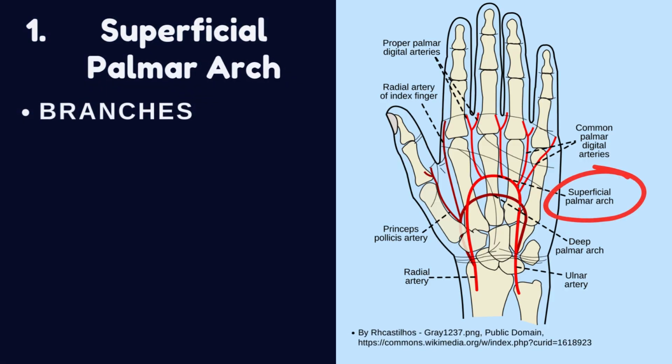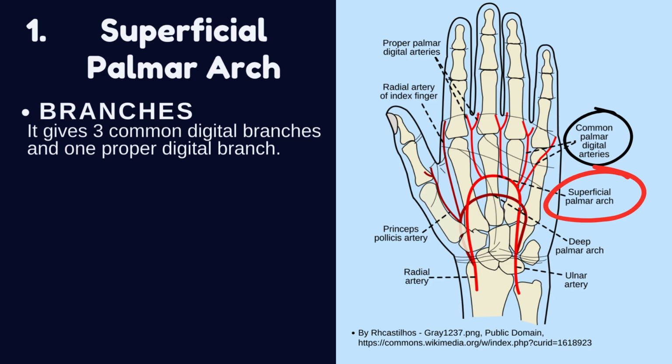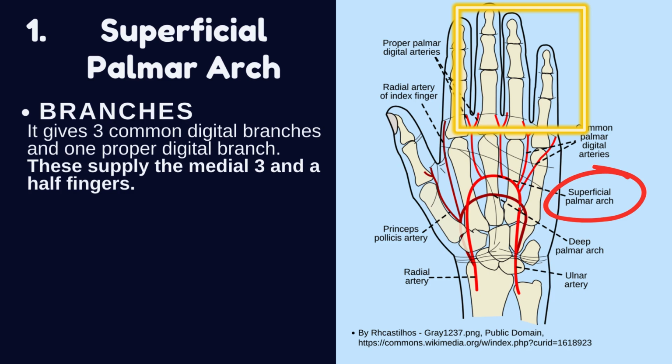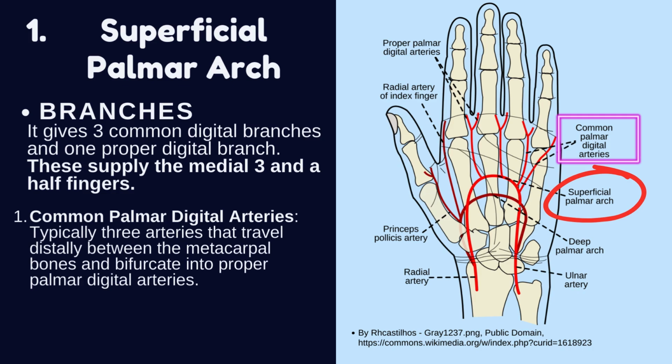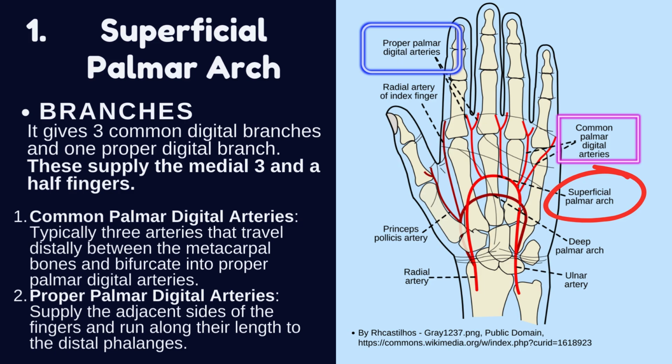Branches of superficial palmar arch. It gives 3 common digital branches, and 1 proper digital branch. These supply the medial 3½ fingers. Common palmar digital arteries. These are typically 3 arteries that travel distally between the metacarpal bones, and bifurcate into proper palmar digital arteries. Proper palmar digital arteries. It supplies the adjacent sides of the fingers, and run along their length to the distal phalanges.